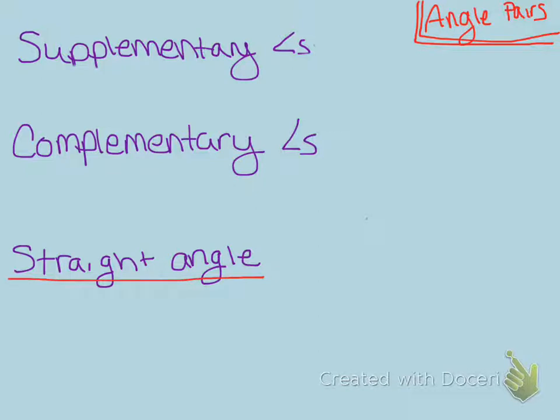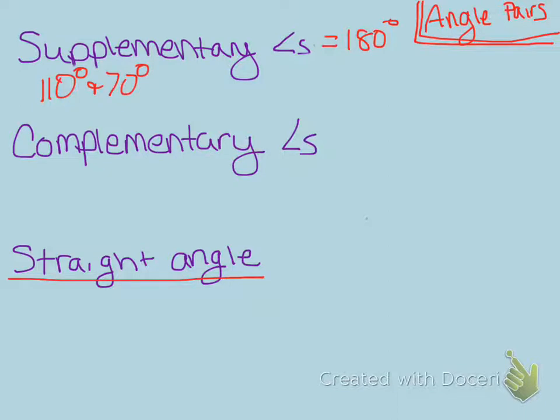So the main pairs we're going to be looking at are supplementary angles, complementary angles, and straight angles. So supplementary and complementary, you may have already heard, you may have even heard of straight angles. So let's just do a quick review. Supplementary angles are angles that add up to be 180 degrees. An example of two supplementary angles would be 110 degrees and 70 degrees.